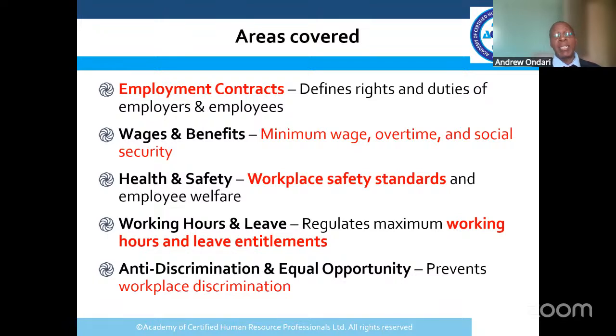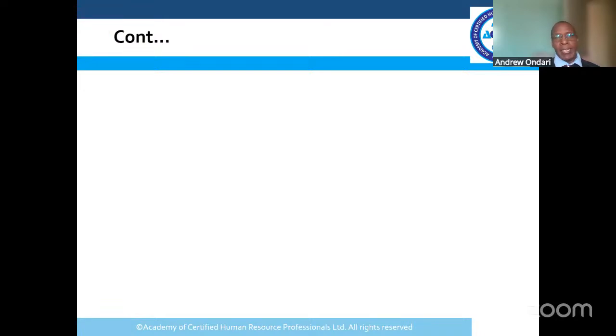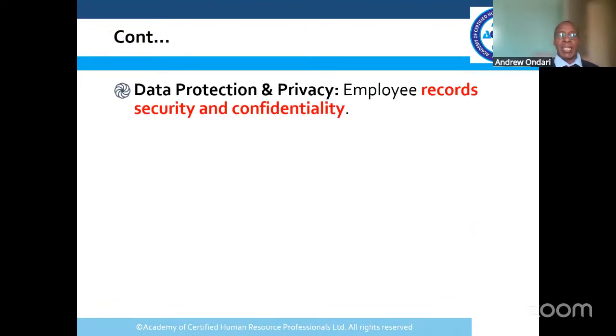So people should not be discriminated against on account of their gender or their age or educational background. And these laws are there to prevent discrimination against people. The last area that is protected is data protection. This is captured under the Kenya Data Protection Act. As I said, it was created in 2019, and it relates to record security and confidentiality.